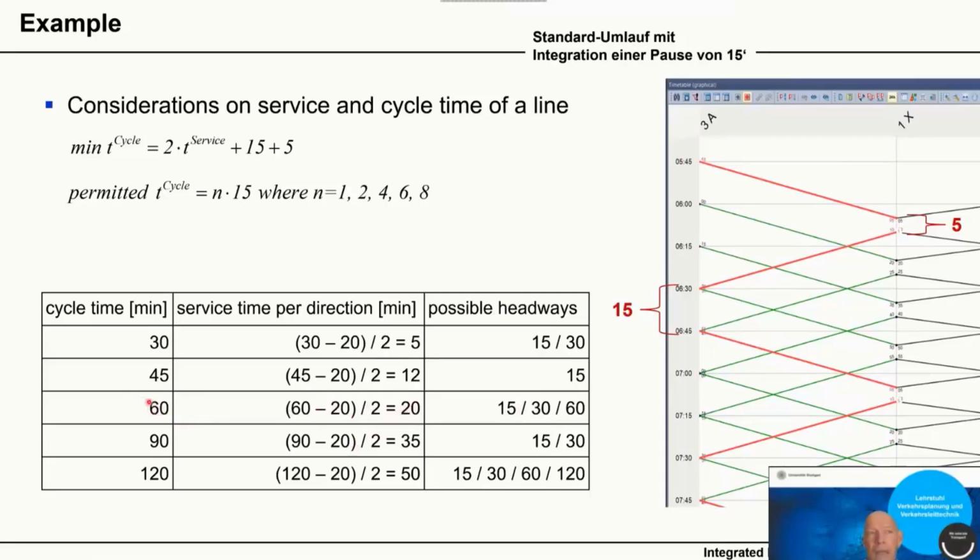a cycle time of 60 can be combined with a headway of 15 minutes, a headway of 30 minutes, and a headway of 60 minutes. So I have these possible solutions for lengths of lines. My line can be either 20 minutes long, or 35 minutes long, or 50 minutes long. If my line was only 45 minutes long, I would lose a certain amount of service time I could spend.